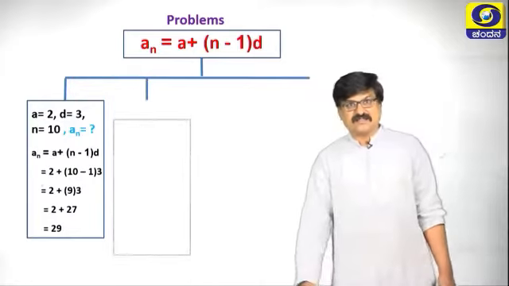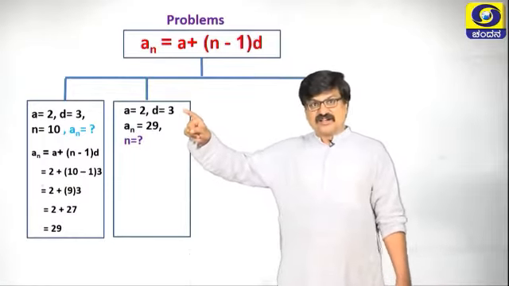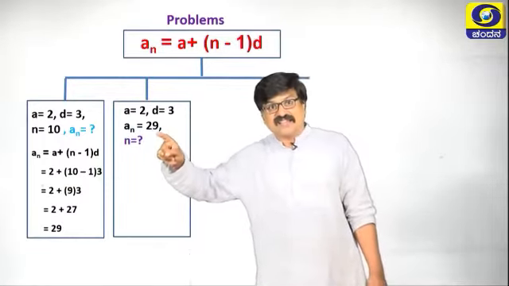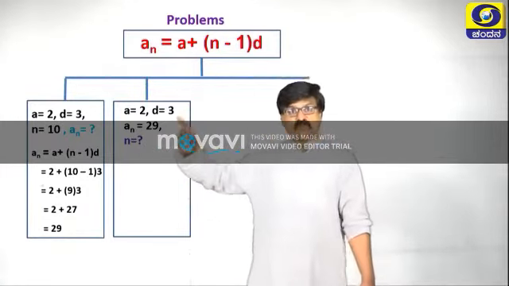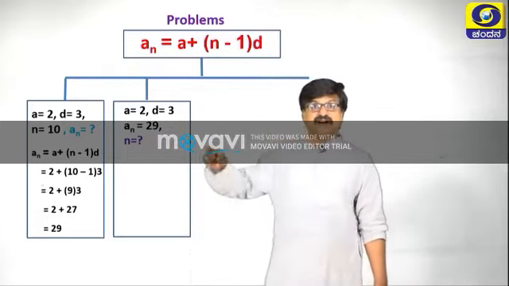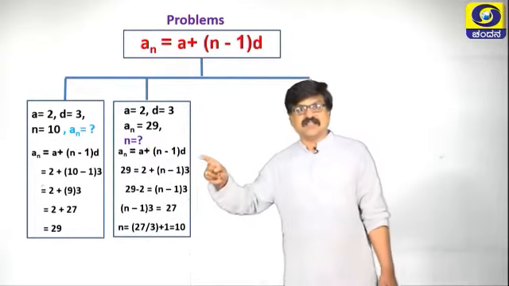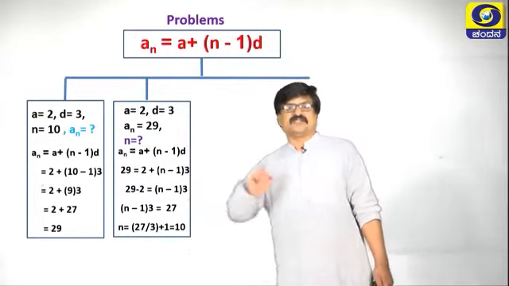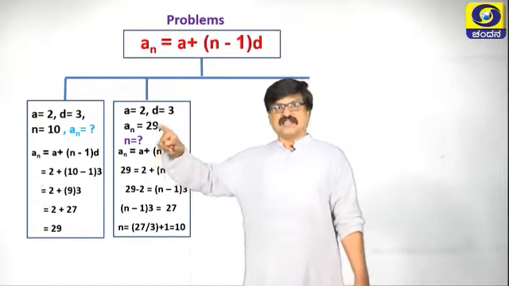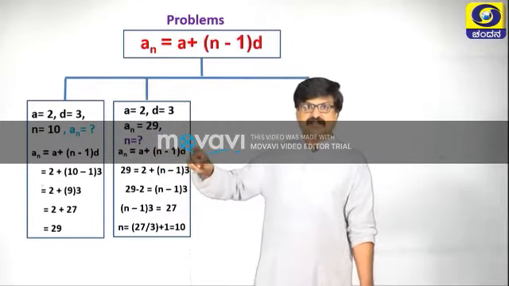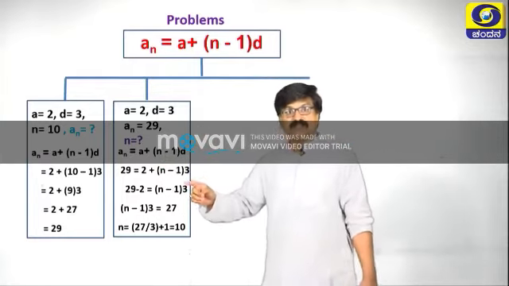The next one is, observe here, a is 2, d is 3, an is 29. What is the value of n? We do not know how many terms are there. For this sum also, let us take the same formula, that is an is equal to a plus n minus 1 into d. Substitute the values, that is an as 29, a as 2, n remains n only because we have to find the value of n. The value of d is 3.